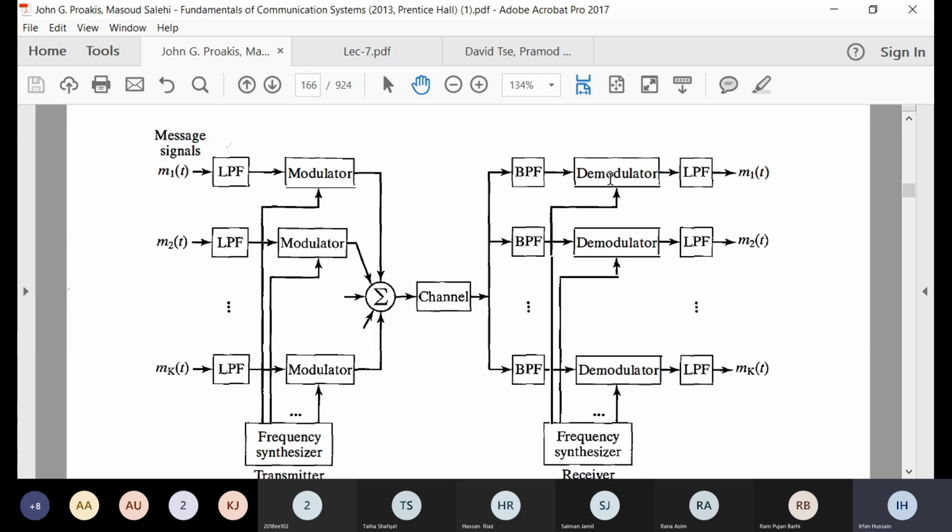Now we will demodulate. We will demodulate with the same frequency with which we had sent, as we have studied in the demodulator, and then we will pass this product signal through a low pass filter to reject the high frequency components, and you will just get the low pass component.